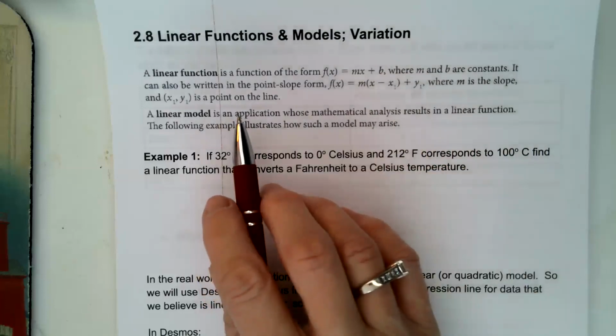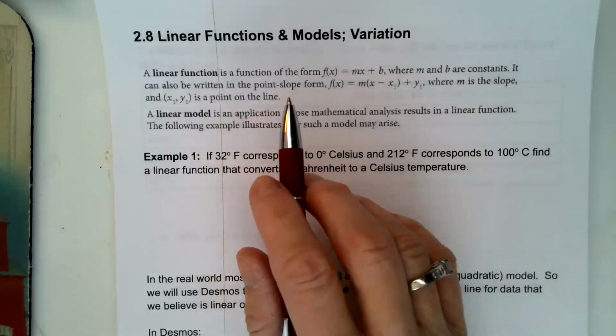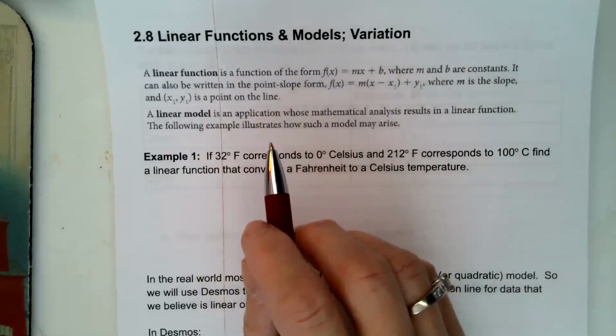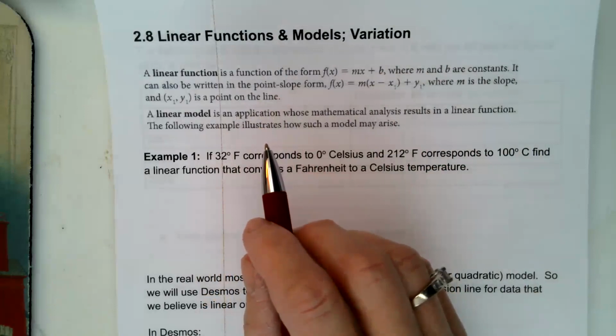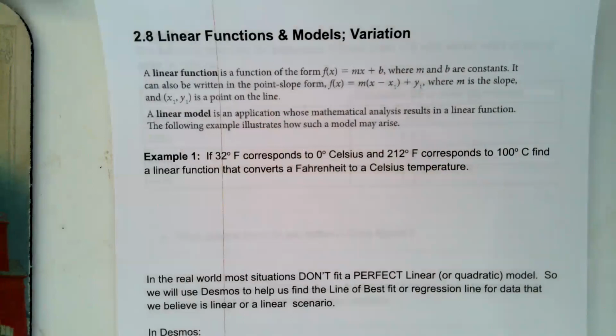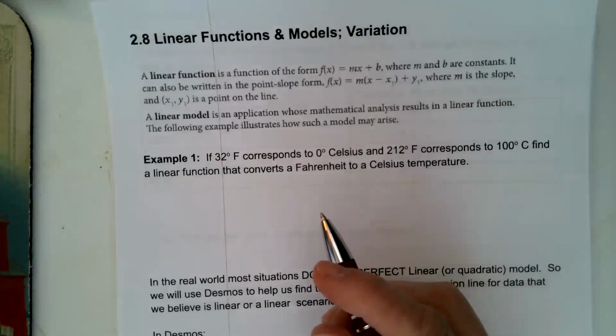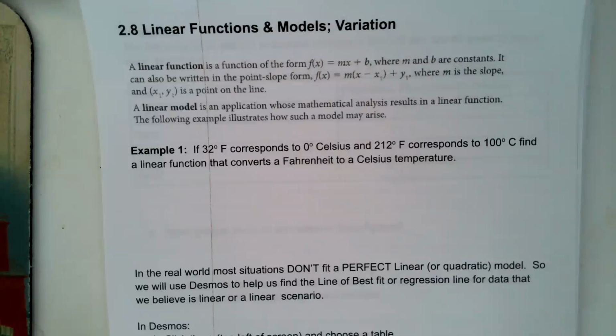A linear model is a different type of linear function. It's a way that we're going to model real life data when it doesn't work out perfectly. Real life things don't always fit a model or a function perfectly. And so we have to have a way to say, I think it kind of looks linear, and this is the model that best fits it. So we're going to learn how to do that today.